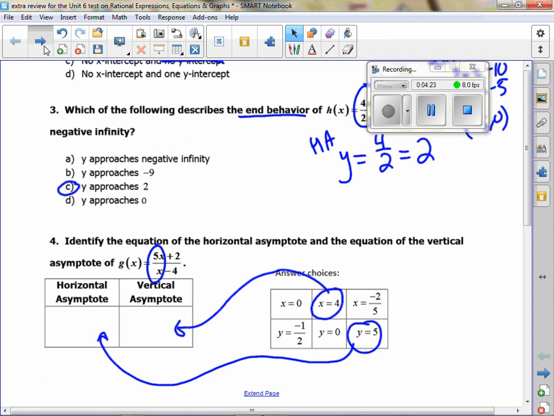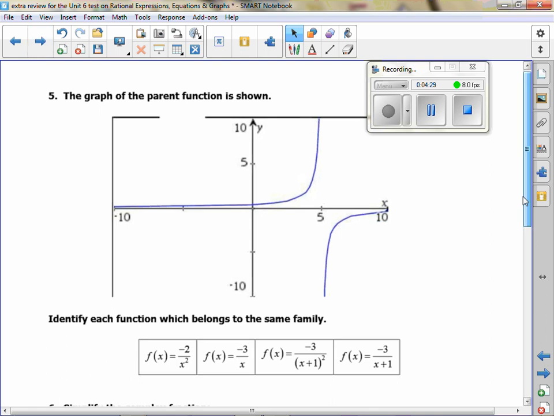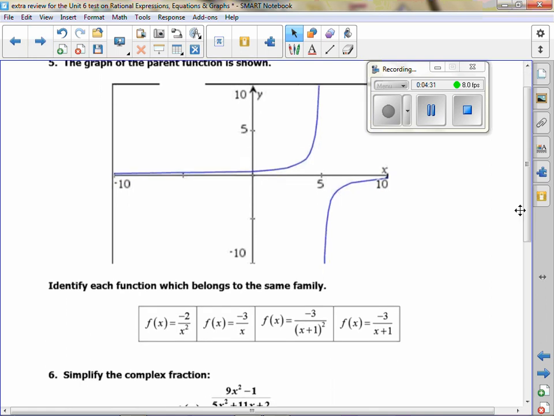All right, let's see. Next one. All right, the graph of a parent function is shown. So this graph looks like it has an asymptote.